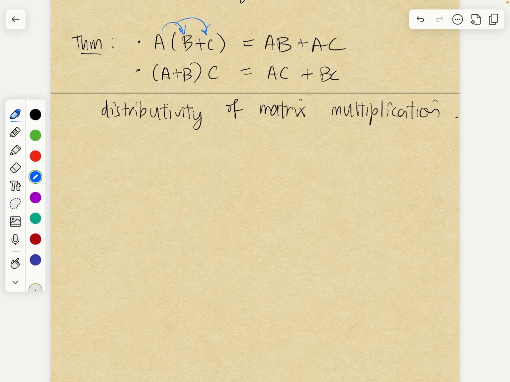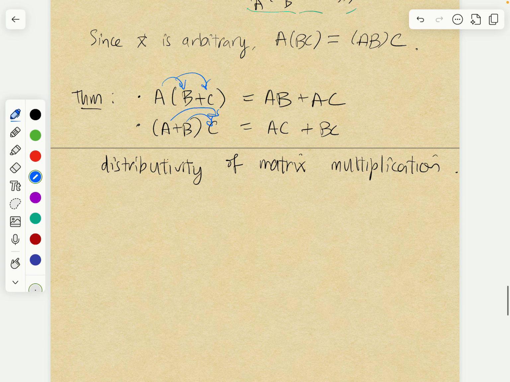So I guess you could distribute the... I guess it would be like this, AC plus BC. Okay, and maybe we should give some indication of why this is true.